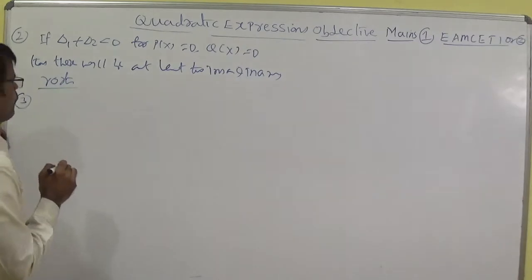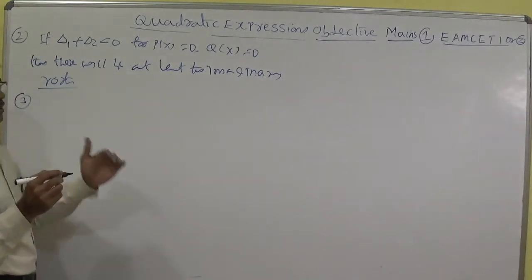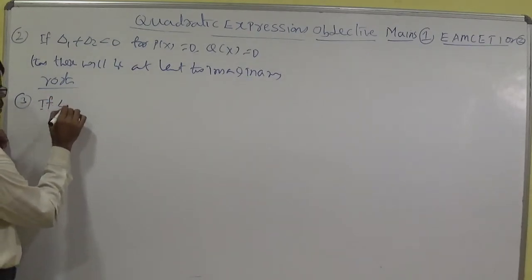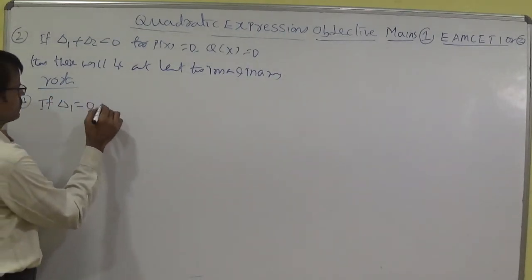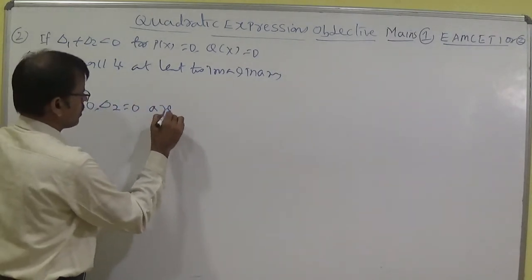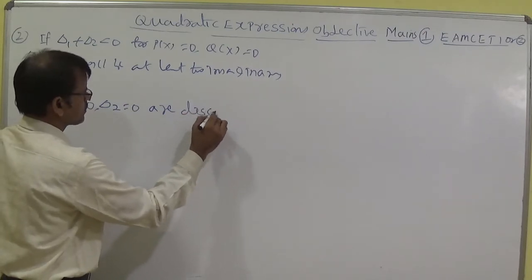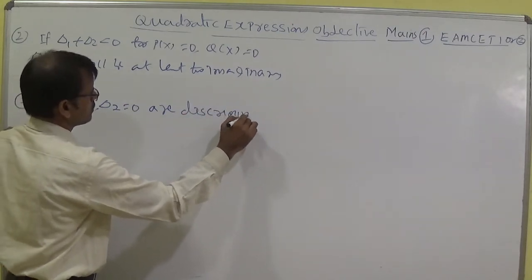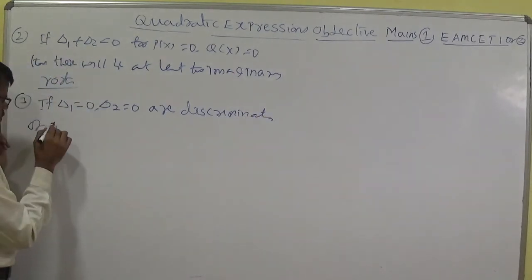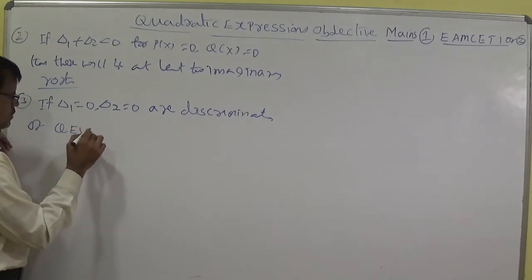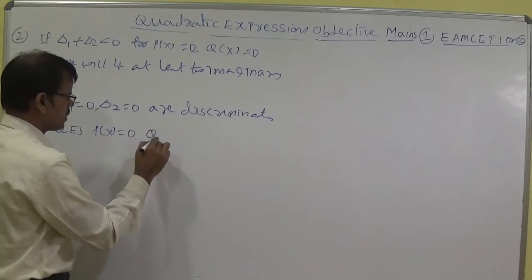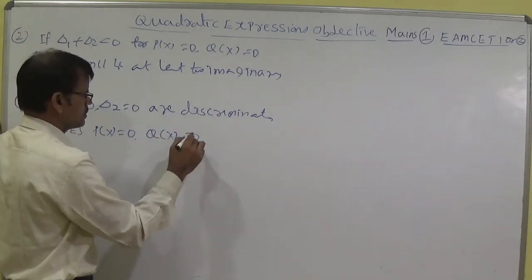Now let us discuss the third, fourth, fifth points. If delta 1 equal to 0, delta 2 equal to 0 are the discriminants of the quadratic equations P of x equal to 0, Q of x equal to 0.